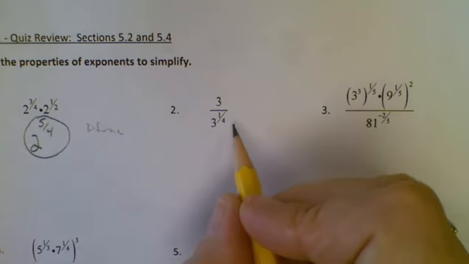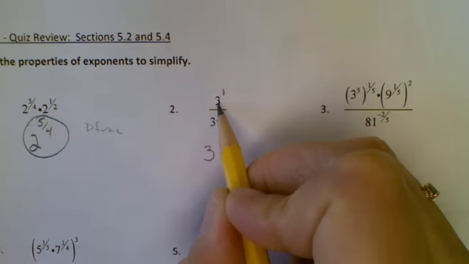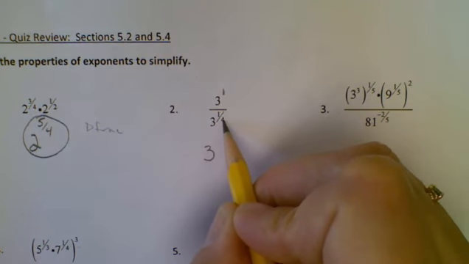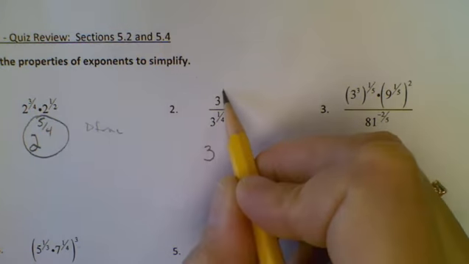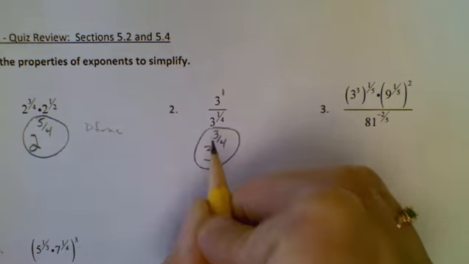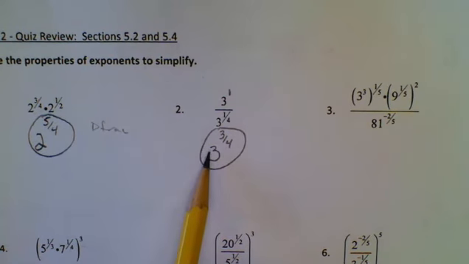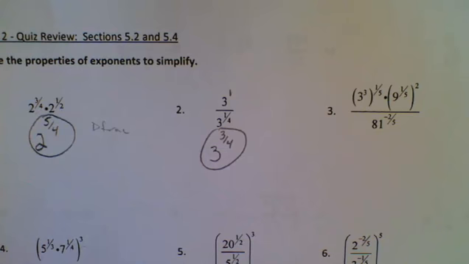When you're dividing like bases, you keep the base, you subtract the exponents. So I have 3 to the first divided by 3 to the 1/4. It's going to be 3 to the 1 minus 1/4, which is 3 to the 3/4. And it doesn't say anything about putting them into radical form, so you're just leaving them in exponential form.